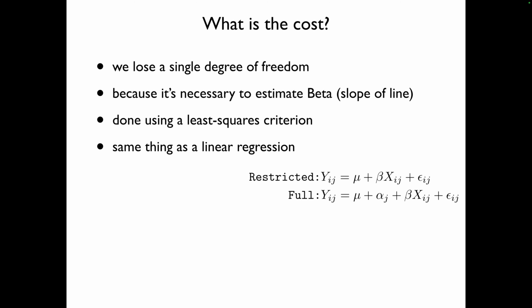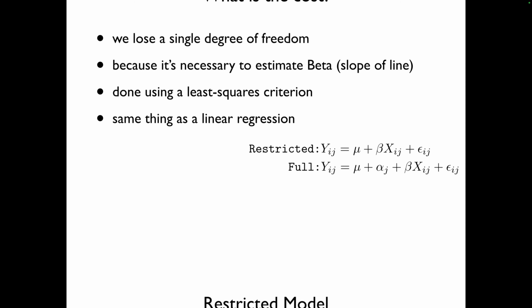How is that beta parameter estimated? It's done using a least squares criterion, just like linear regression. It's the same idea as linear regression. We're regressing y onto x. So age would be on the horizontal axis, and hippocampus volume would be on the vertical axis.